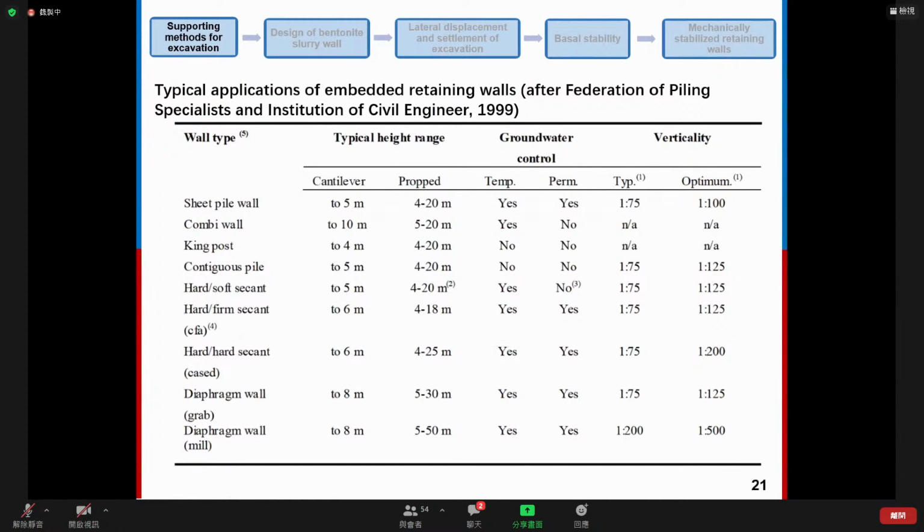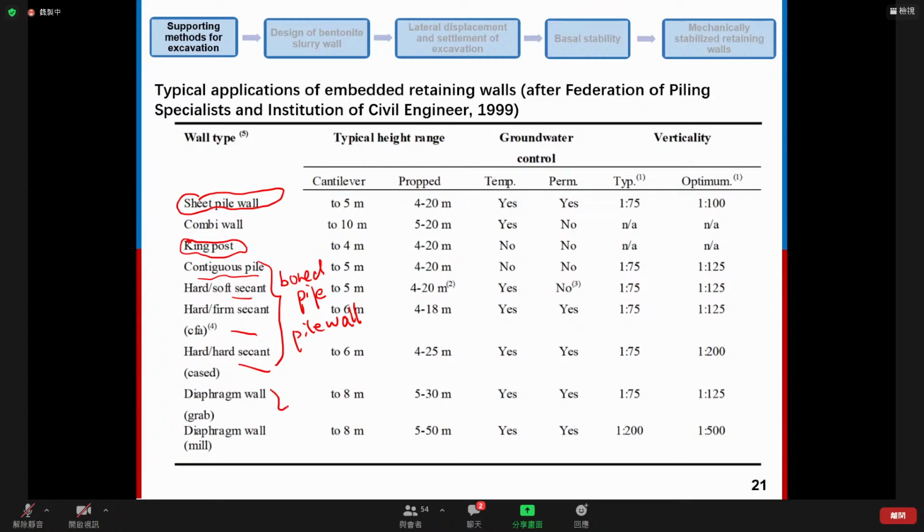So in this slide, you can find a typical height of the commonly used retaining wall for excavation. Here you can see sheet pile wall. You can see the soldier pile wall. And for this continuous pile or this secant pile, those are all bored pile or pile wall.